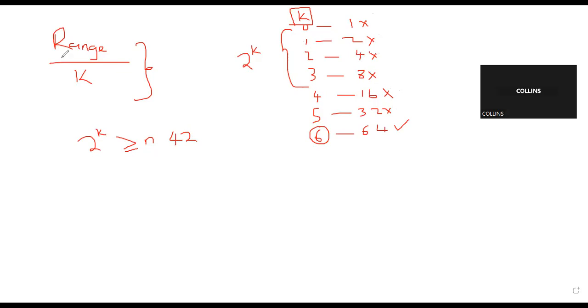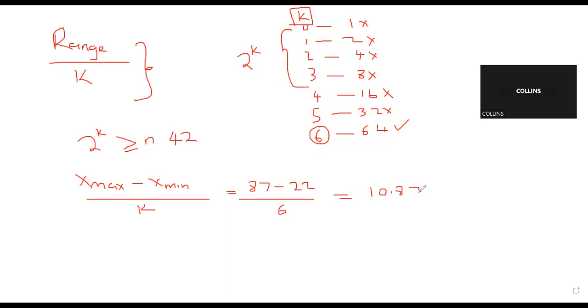So our range is simply the difference between the highest number and the smallest number. In this case, our highest number was 87, and our smallest number was 22. And our k in this case we found as 6. So when you divide this, we get 10.87, which is approximately equal to 11. So 11 will be our class width for this question that we're considering.